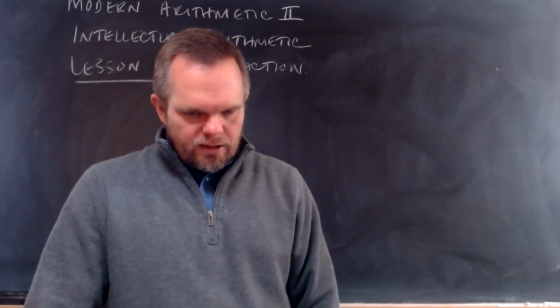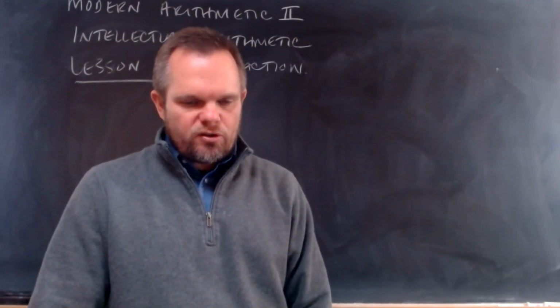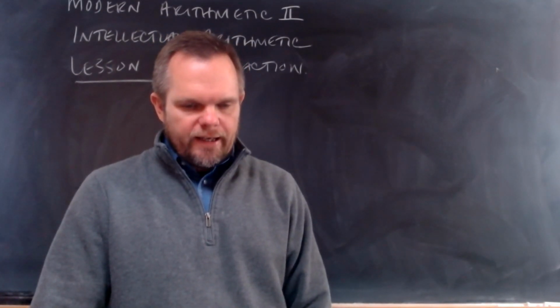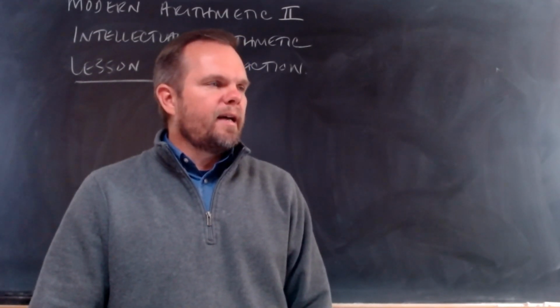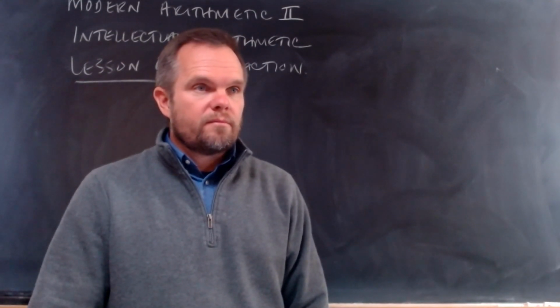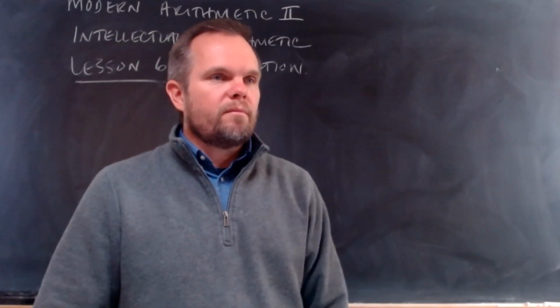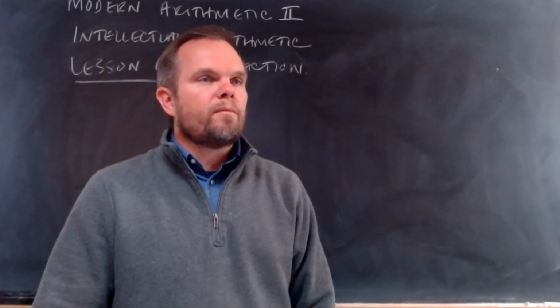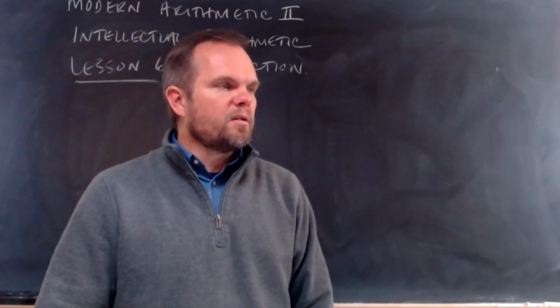Okay, moving on to number 5. John had 4 cents and he gave his sister 2. How many had he left? The answer is he had 2 left. Why? Because 2 from 4 leaves 2. Very good. Because 2 from 4 leaves 2.